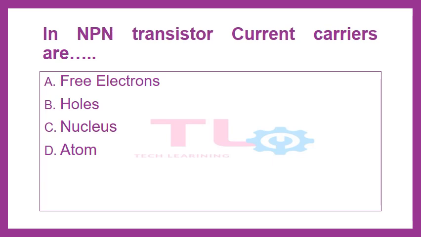In an NPN transistor, current carriers are option A, free electrons, option B, holes, option C, nucleus, or option D, atoms. And the answer is option A, free electrons.